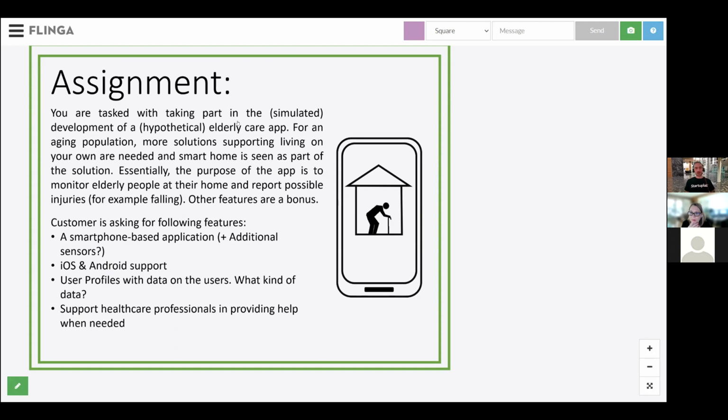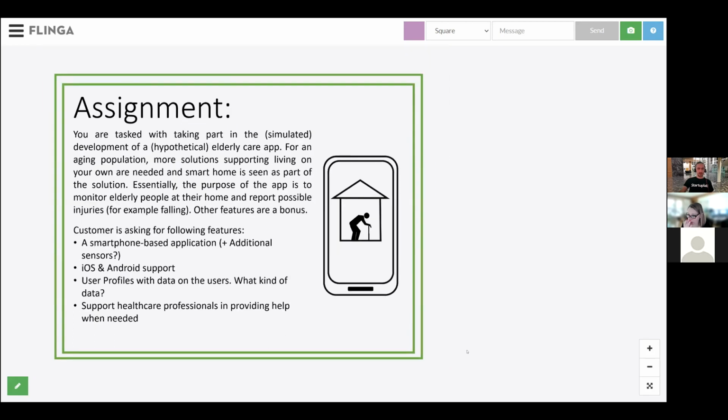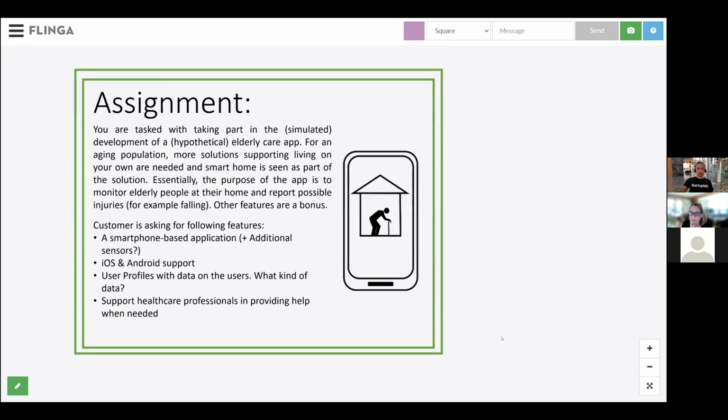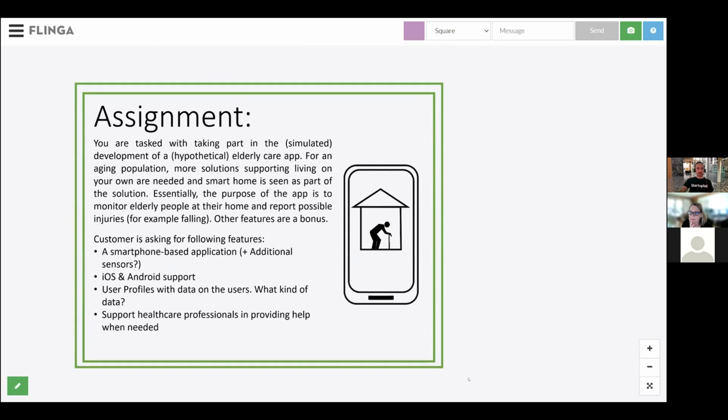It could be running on the most common mobile operating systems, with some kind of user profiles and data, and also a way to support healthcare professionals, for example, if something happens. The targeted audience for this kind of app would be, for example, children looking after their elderly parents. Does anyone want to ask about the actual use case that we have here?